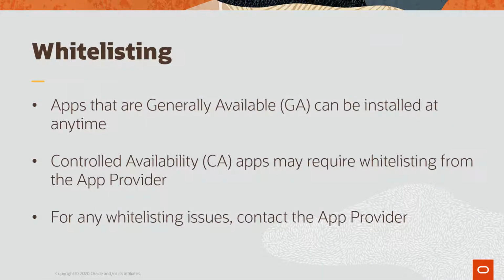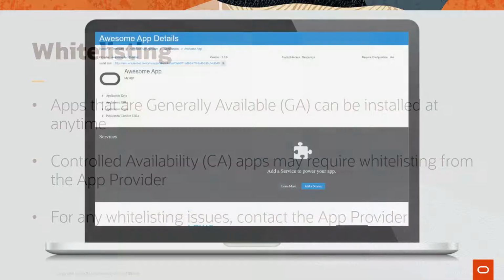Note that apps that are generally available, or GA, can be installed at any time. However, controlled availability, or CA, apps may require a whitelisting from the app provider before they can be installed. To troubleshoot any whitelisting issues, be sure to contact the app provider.